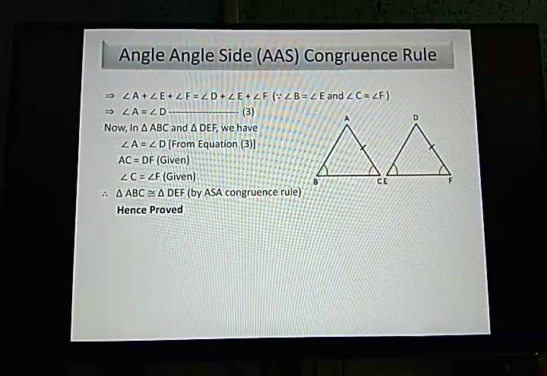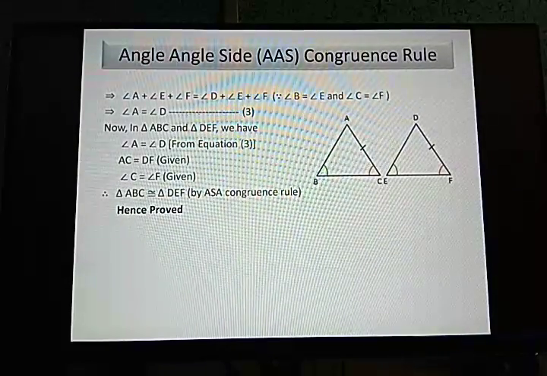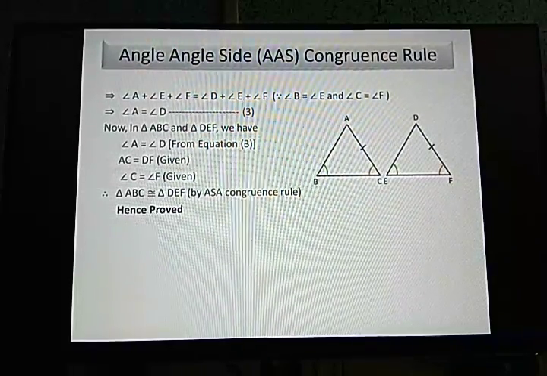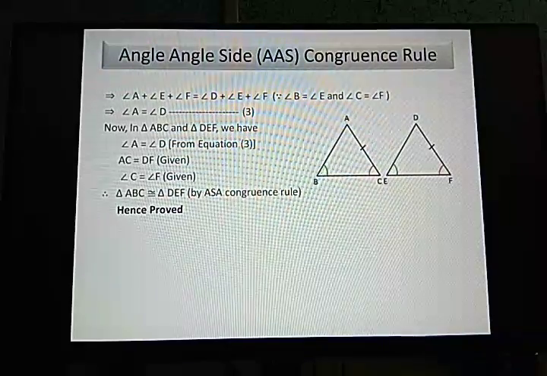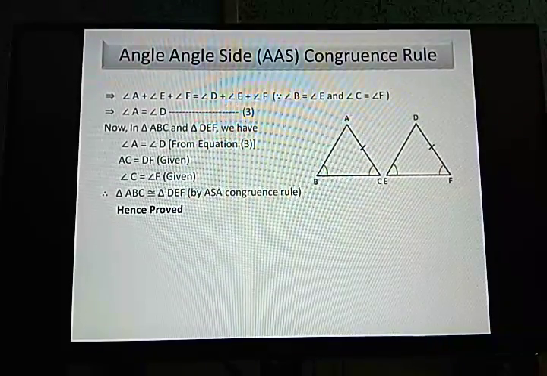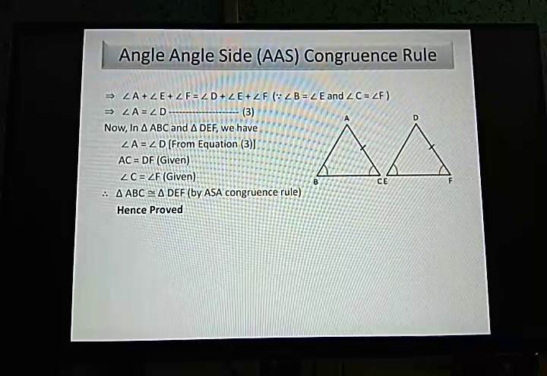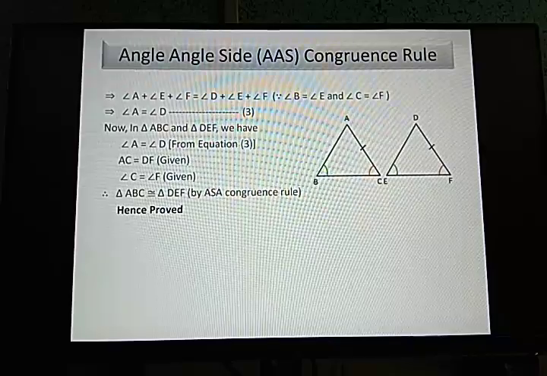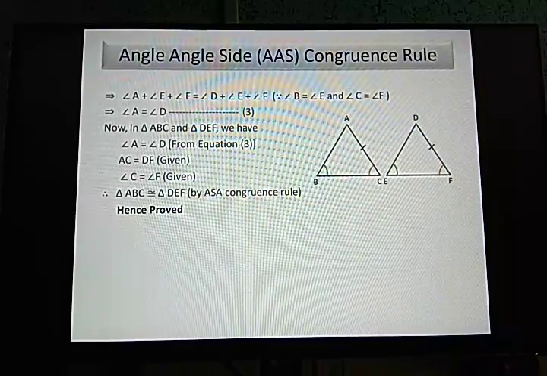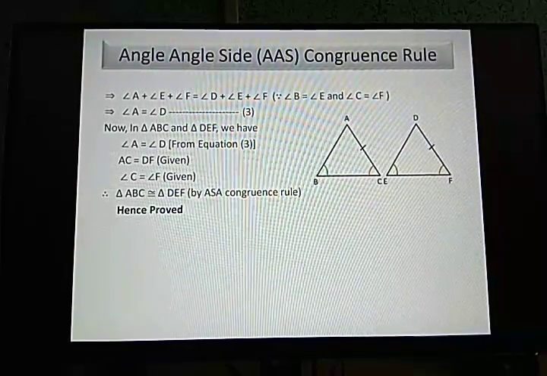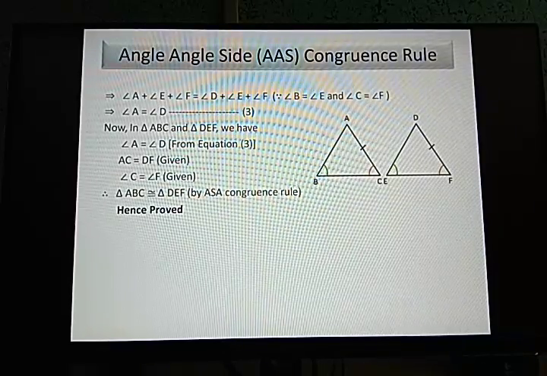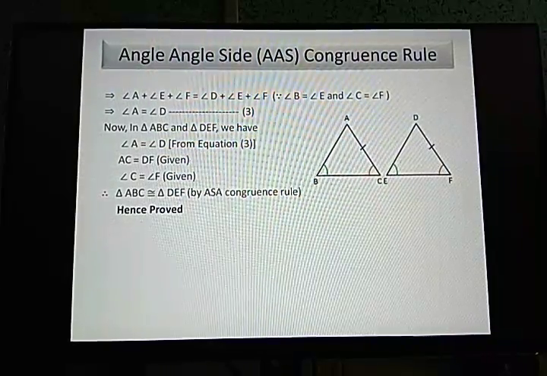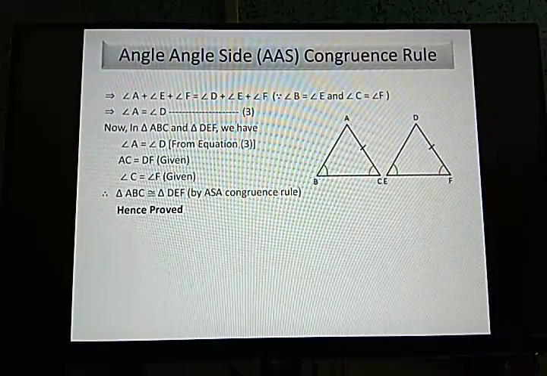Two more congruence rules are there: the AAS congruence rule, SSS, which is also called side side side, and the RHS congruence rule, which we'll be discussing in our upcoming videos. I hope you all have understood today's video on the different congruence rules. We can apply these congruence rules to solve different kinds of geometrical problems based on triangles, and we can show that two triangles are congruent by using them.